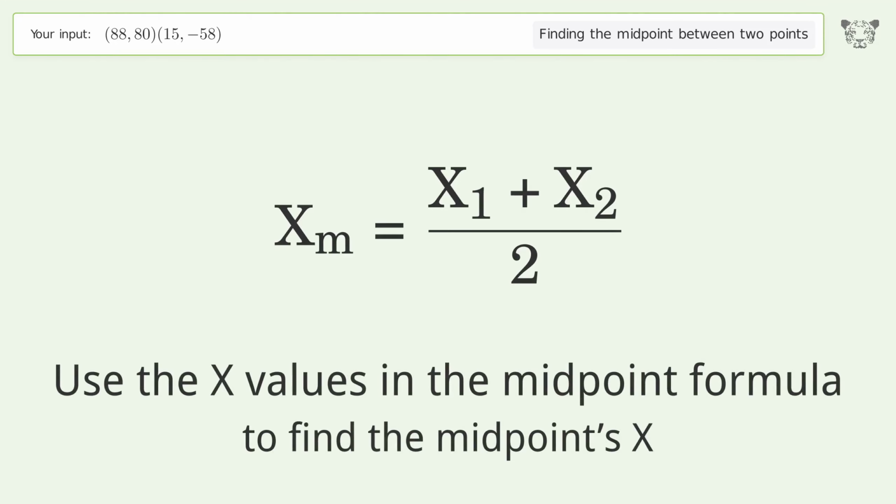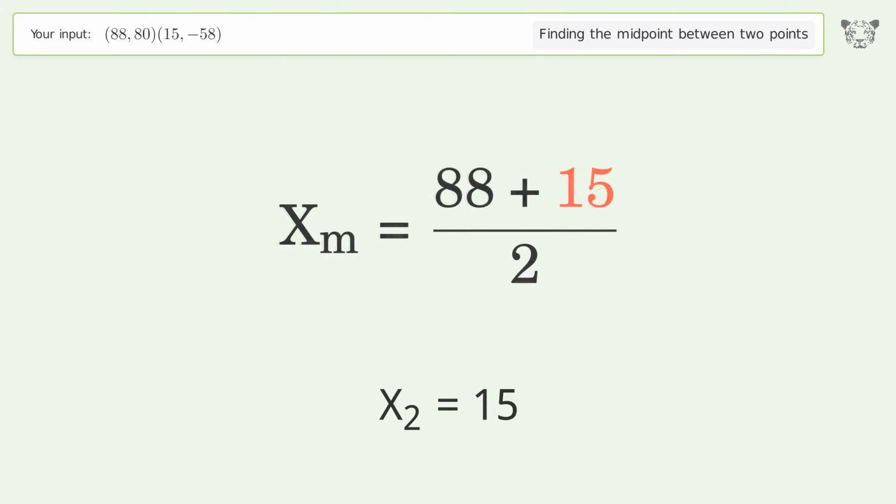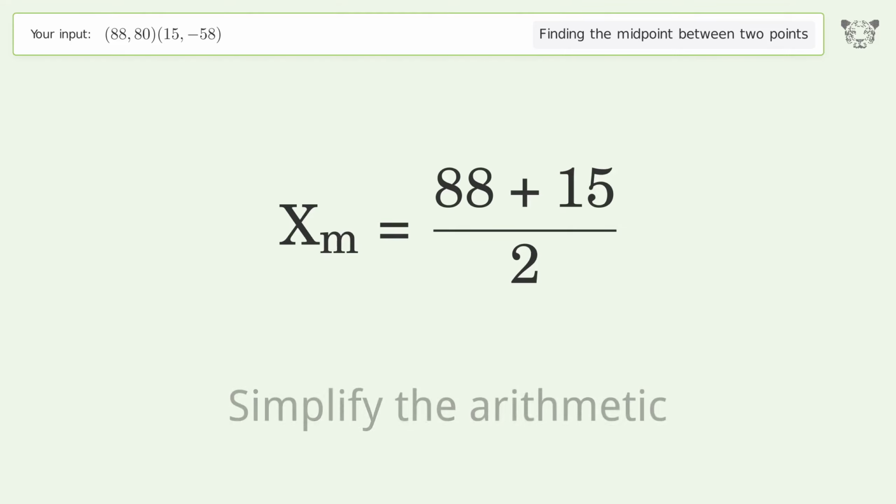Use the x values in the midpoint formula to find the midpoint's x. x1 equals 88. x2 equals 15. Simplify the arithmetic.